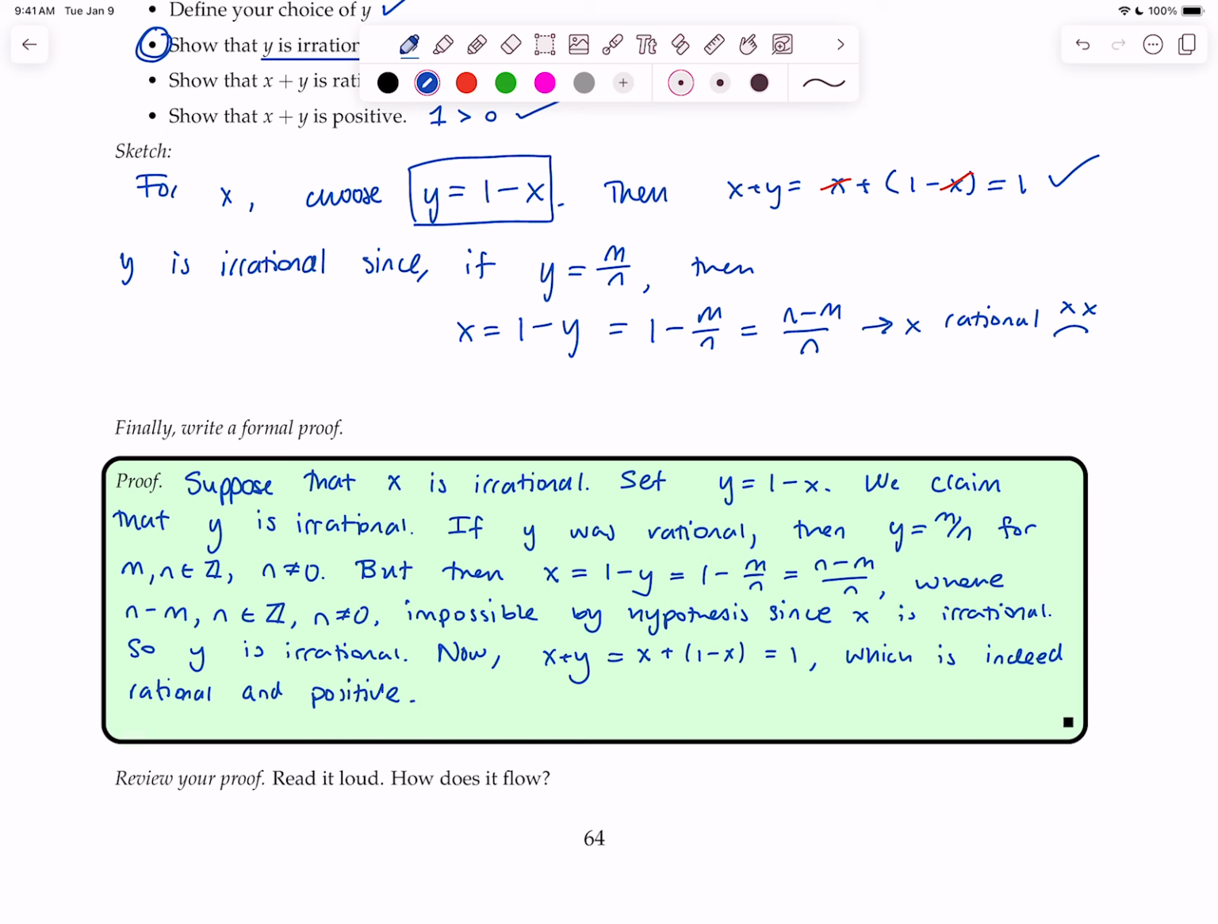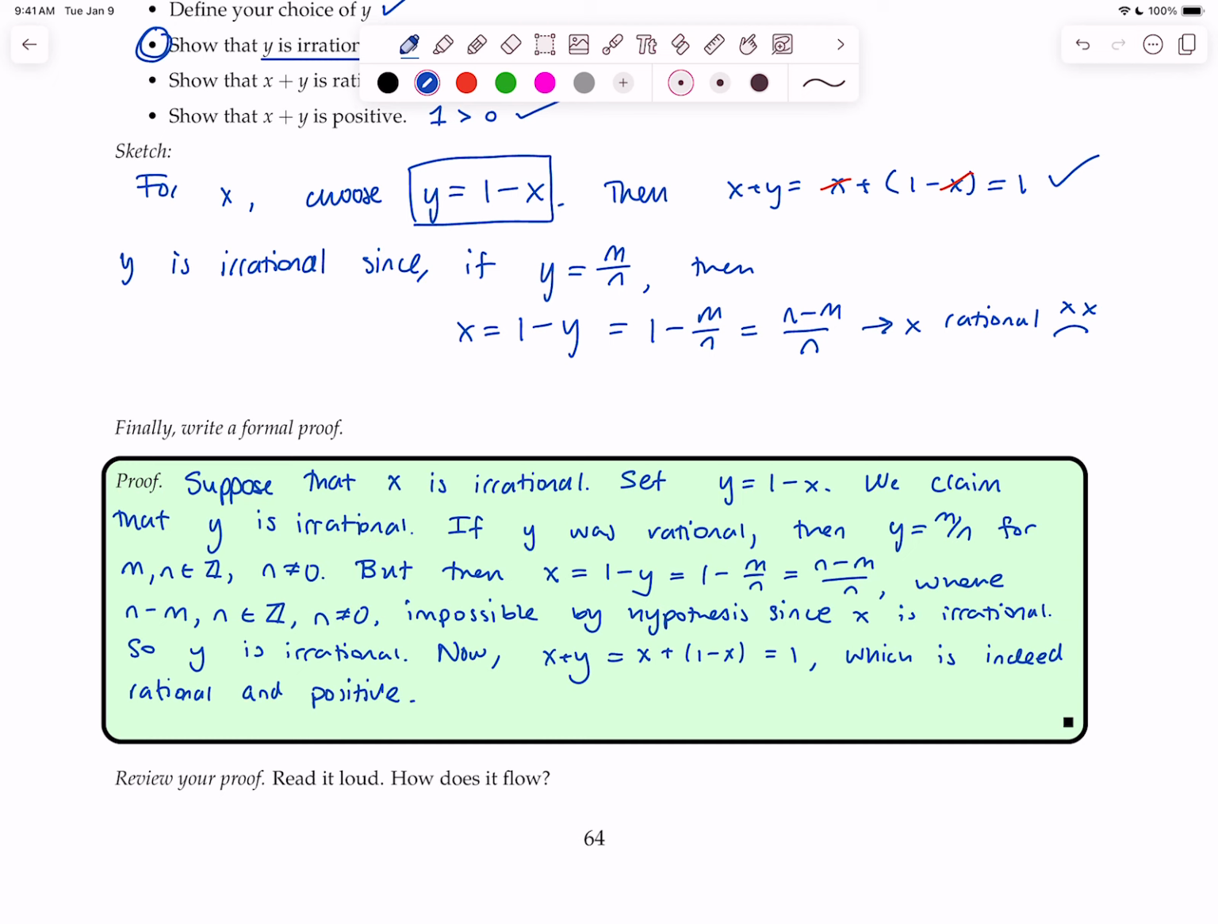Now it's always good to go back through your proof and read it out loud and make sure it flows, and make sure that there's nothing that feels like it's jumping over or is unclear. So a really good thing to do is read the proof that I just wrote and see how you could improve it, because there's always room for improvement. So how would you improve this proof? It's a good exercise.